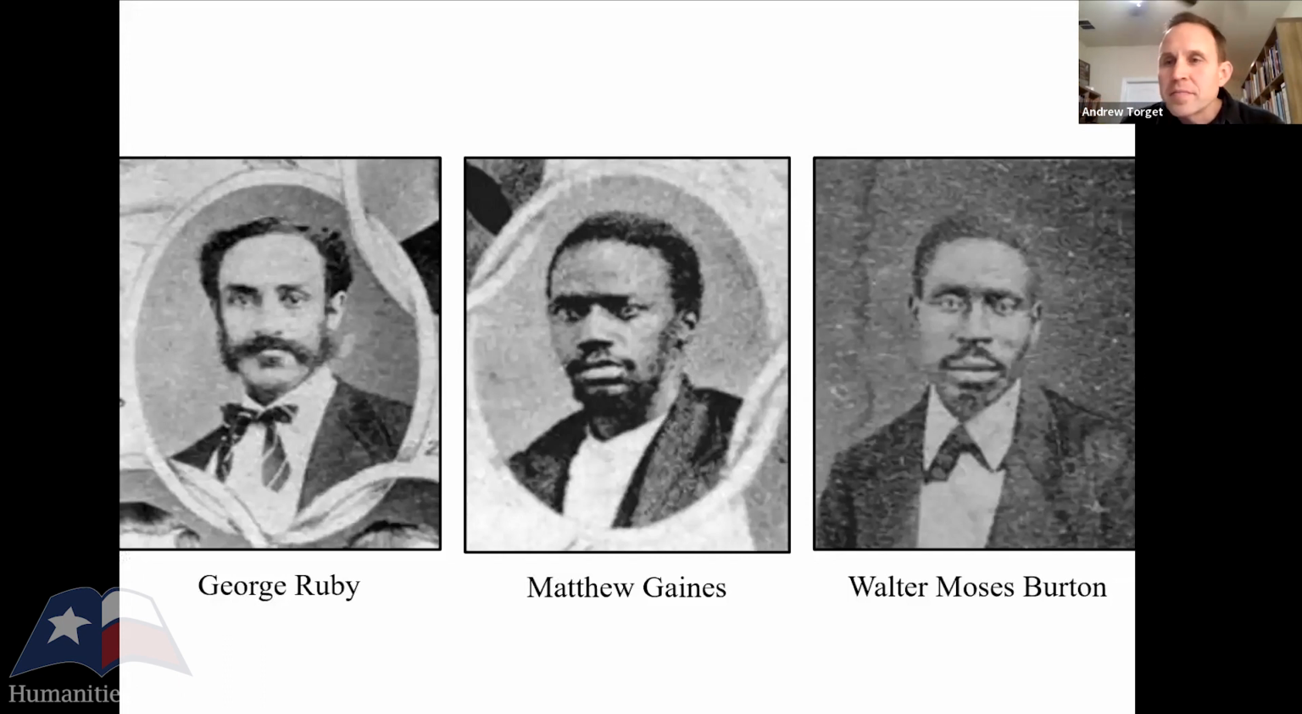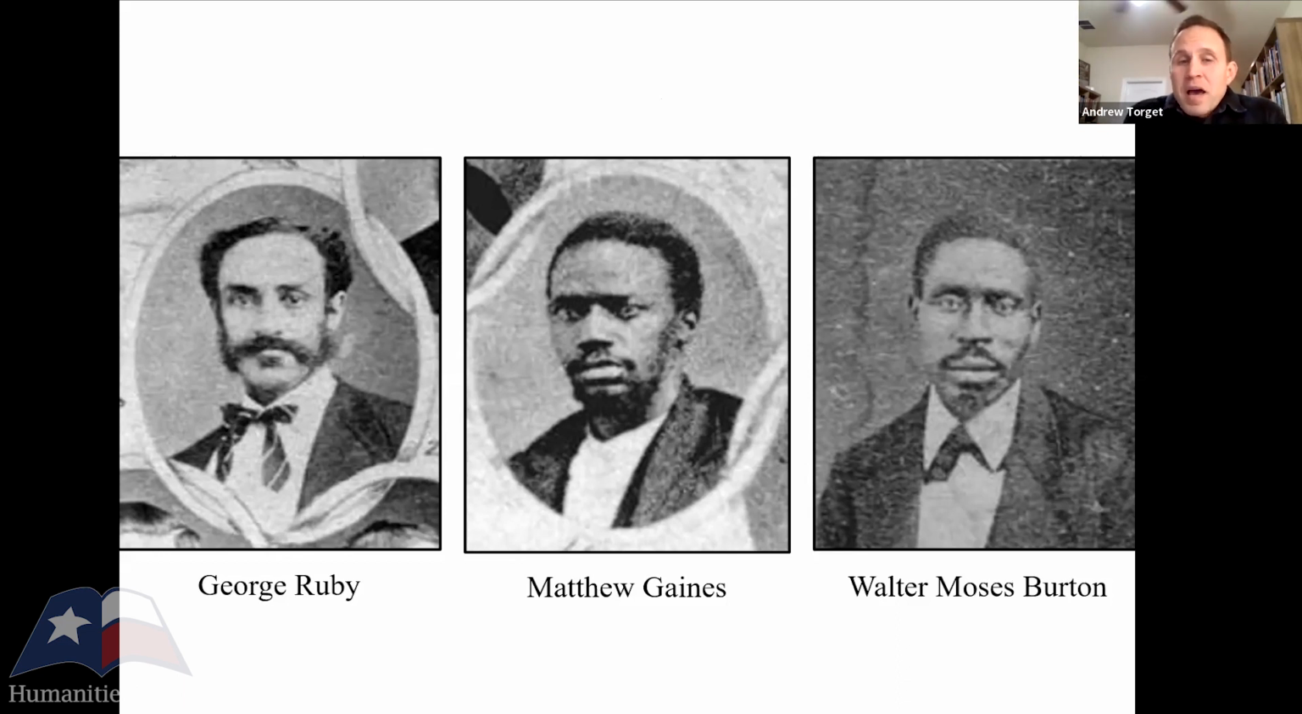I stole this slide from Chastity. These are three representatives who are elected to the Constitutional Convention that is about to write a new constitution. These are people in Texas. George Ruby, there's actually a new biography about George Ruby. It's really good if anyone's interested in it. Matthew Gaines, who I'll talk about again later when we talk about Texas A&M being established. Walter Moses Burton here. These are men who were elected.